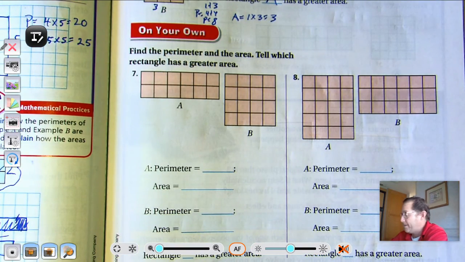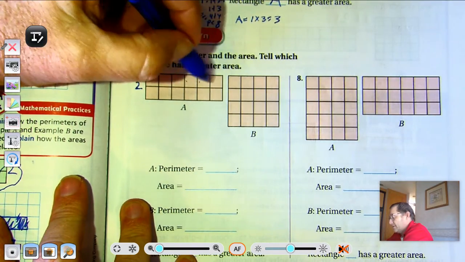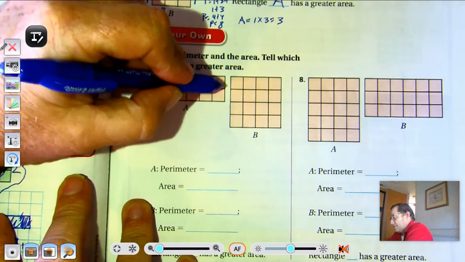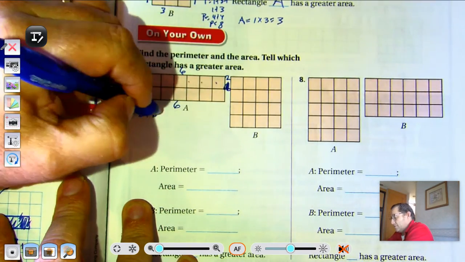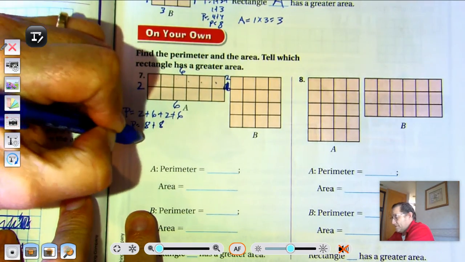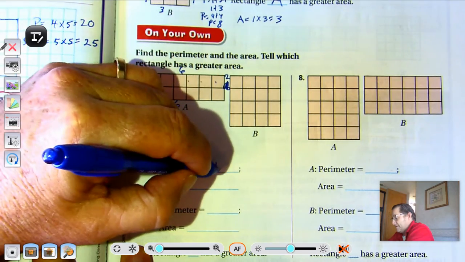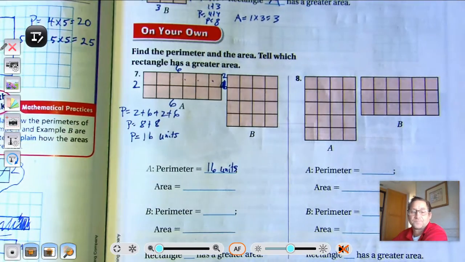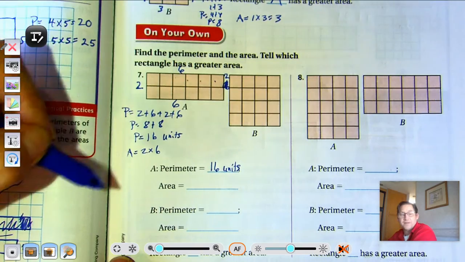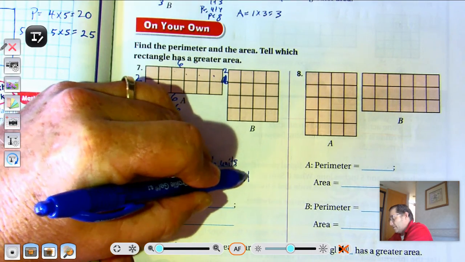7. Find the perimeter and area. Tell which rectangle has a greater area. So that has a side of 2 and 6. So 2 plus 6 plus 2 plus 6. So the perimeter is 8 plus 8. The perimeter of A is 16 units. What's the area? The area is 2 times 6. So 2 times 6 is 12 square units.